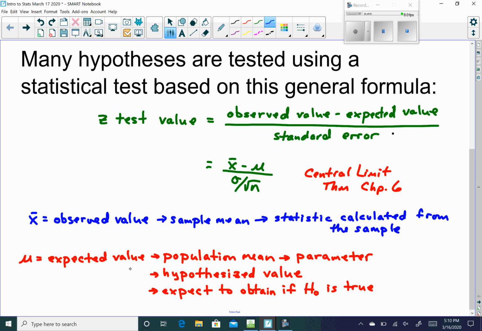Mu is the expected value or the population mean. It's also a parameter. So parameter and statistic mean the same things, just some value calculated, but again, a sample versus a population. Mu is also referred to as the hypothesized value, and we would expect to obtain it if our null hypothesis is true.